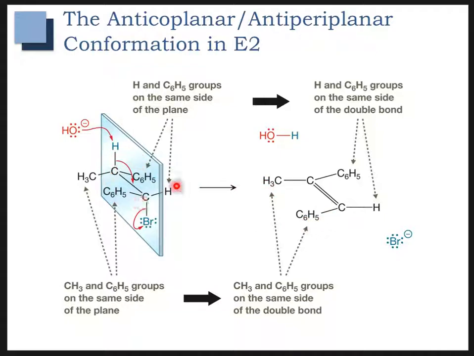So either this kind of projection or the Newman projection that we went over on the previous slide would be effective for determining the stereochemical configuration of the product.